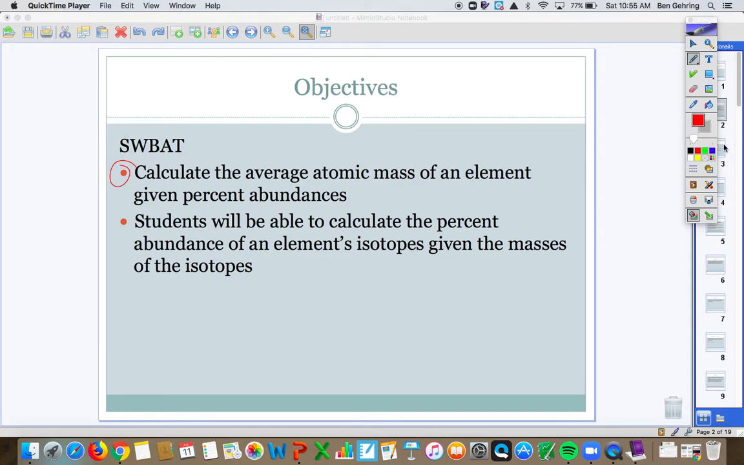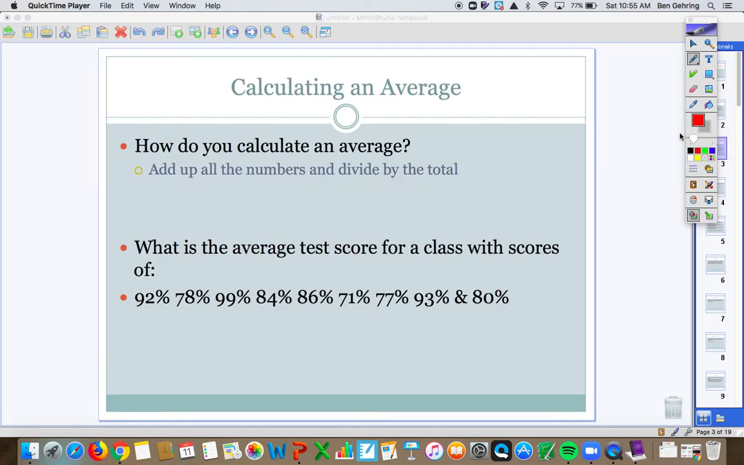To start with, how do you calculate an average? If I asked you to calculate the average test score for a class with scores of 92, 78, 99, 84, 86, 71, 77, 93, and 80, you would do so by adding up all the numbers and dividing by the total. If you want to do that quick, you may. You should come out to, I believe, 84.4%. That should be your percentage for this class.